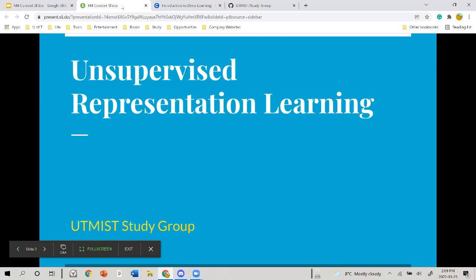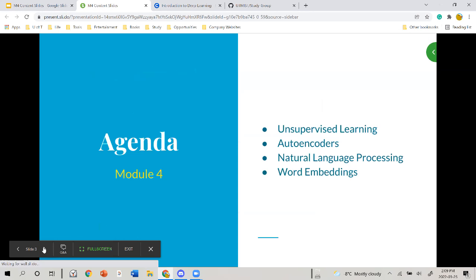Now that you know more about what we do, we can get started on the content. As I mentioned before, this session we're focusing on unsupervised learning. Let's just get started. Sorry, just closing this tab.